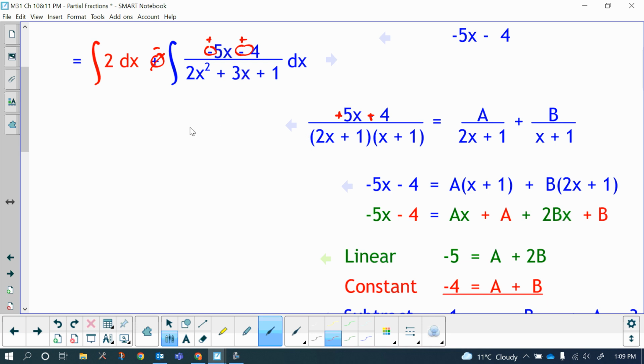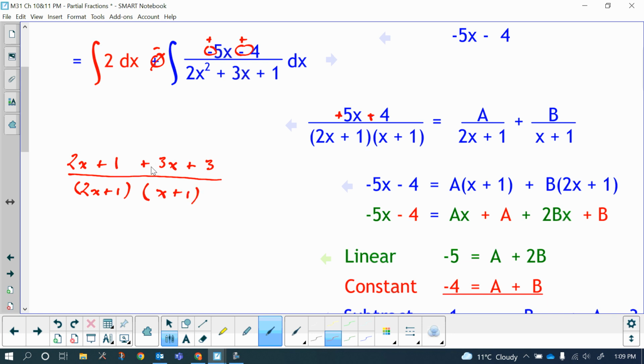5x is the same as 2x plus 3x. And 4 is the same as 1 plus 3. Well, why did I want to do that? Because my denominator has a 2x plus 1 in it, and it has an x plus 1 in it.